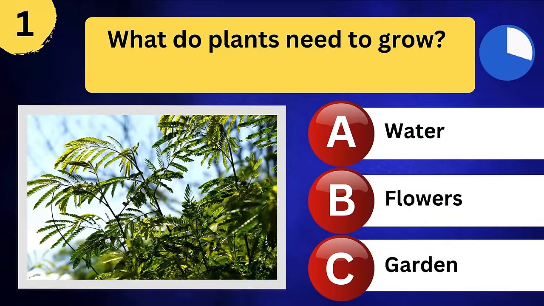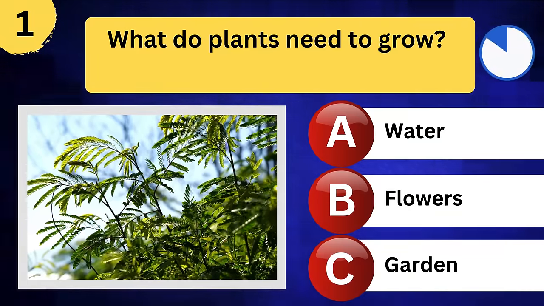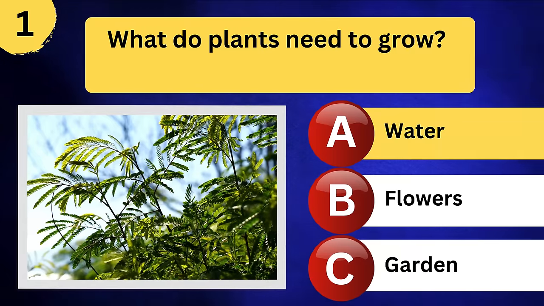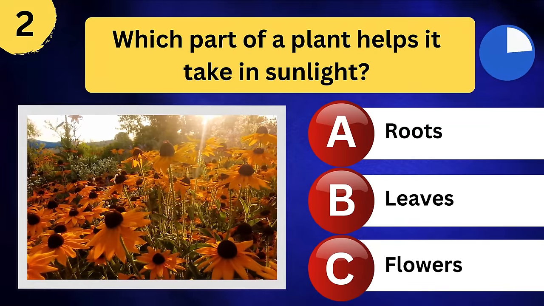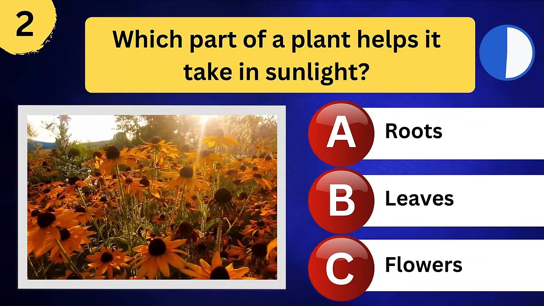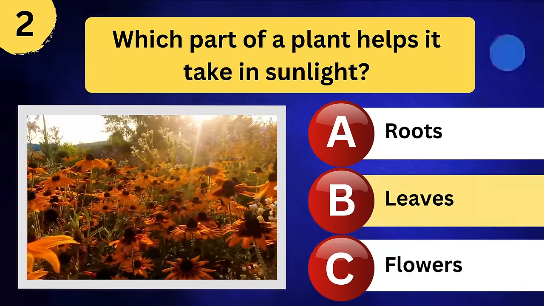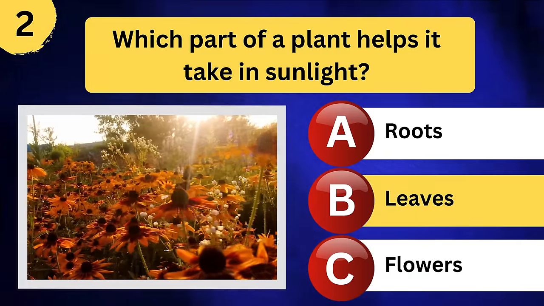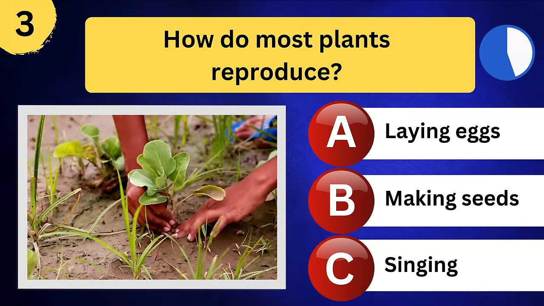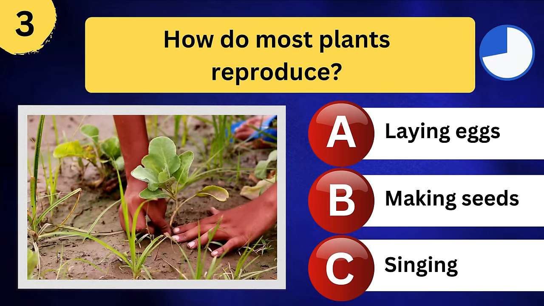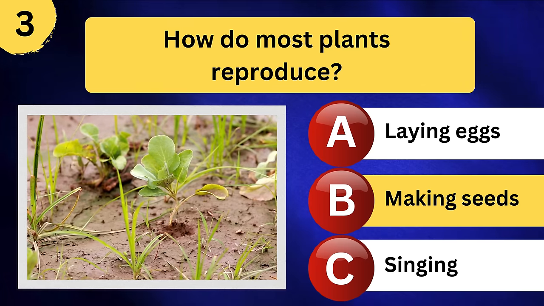What do plants need to grow? Water. Which part of a plant helps it take in sunlight? Leaves. How do most plants reproduce? Making seeds.